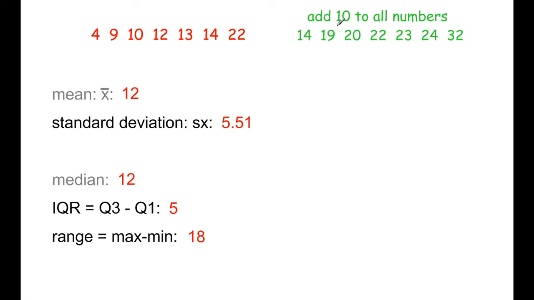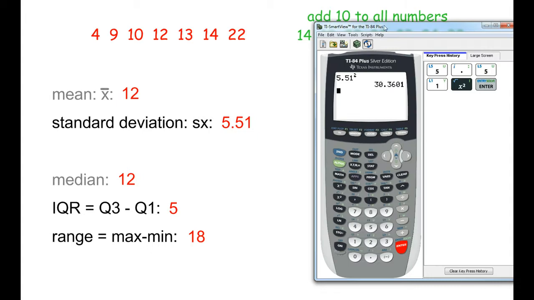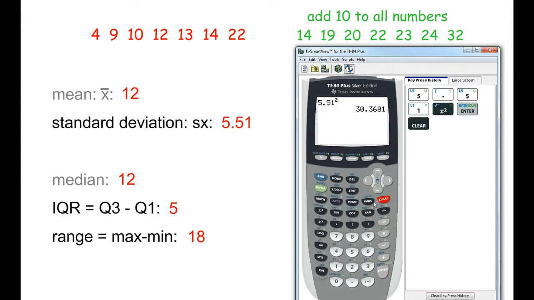So what we want to see is how do the mean, the standard deviation, median, IQR, and range, 5 numbers that we're going to use quite a bit, how do these values change when we do this? In red, I already have the values that we calculated earlier. But now let's go ahead and do the same thing for the numbers in green. So we can clear our screen.